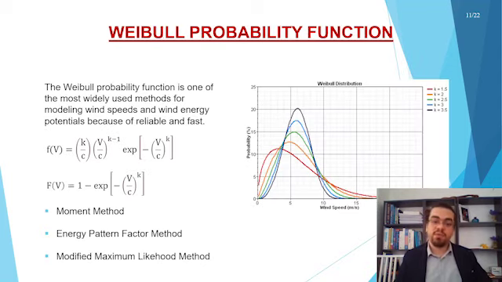After obtaining the wind speeds, we use the variable probability function to model them. The most important feature of this function is that it is fast and reliable. We see two equations below. The first one is the probability function and the second one is the cumulative probability function. As we have seen in it, the parameter expressed with v is the wind speed, c is the scale parameter, and k is the shape parameter.